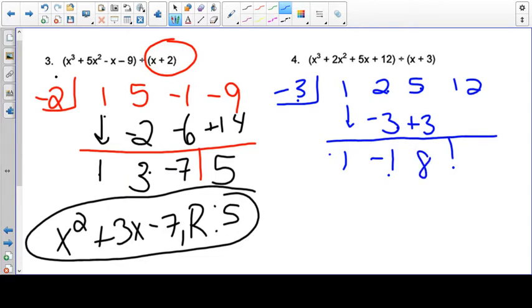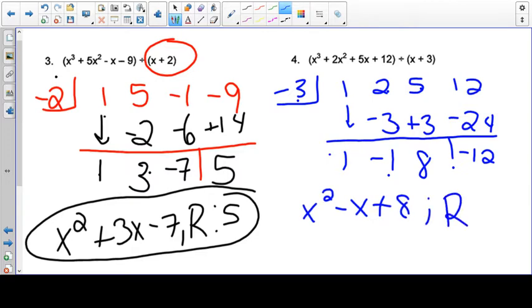Then I have 8 times negative 3, which is negative 24. I have 12 minus 24, which gives me a negative 12. So my answer is x squared minus x plus 8. So the remainder of negative 12.